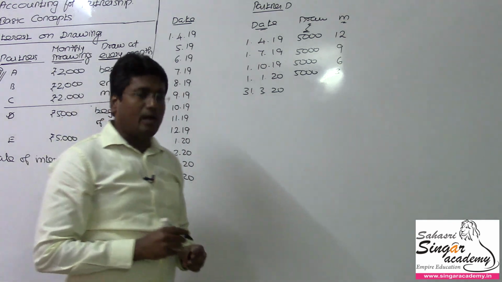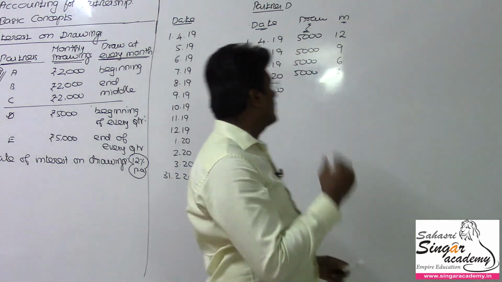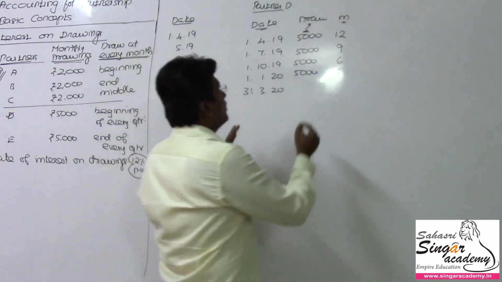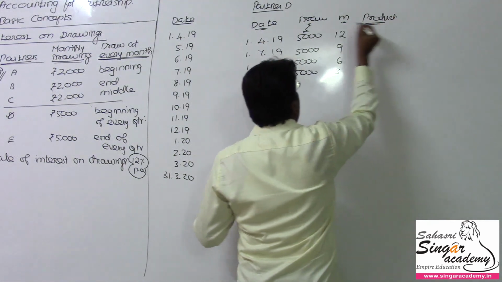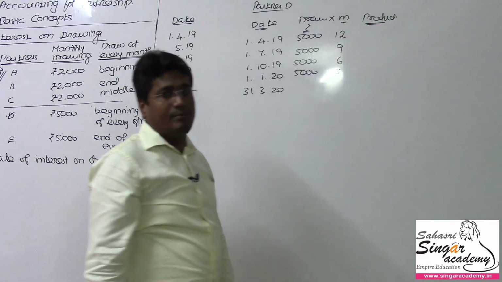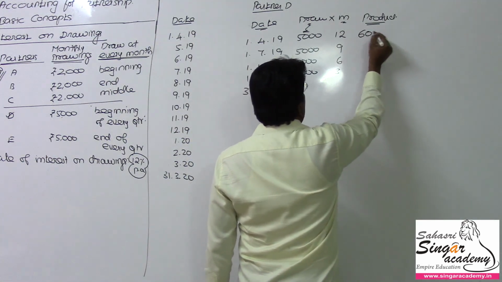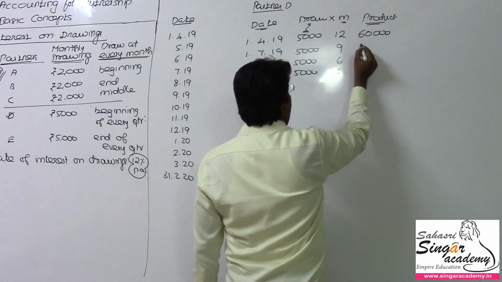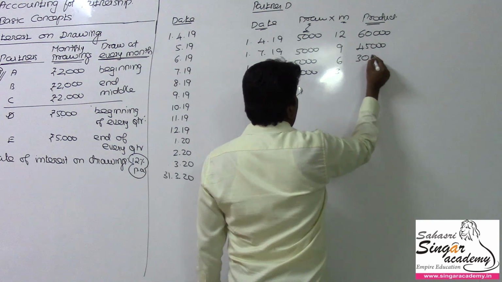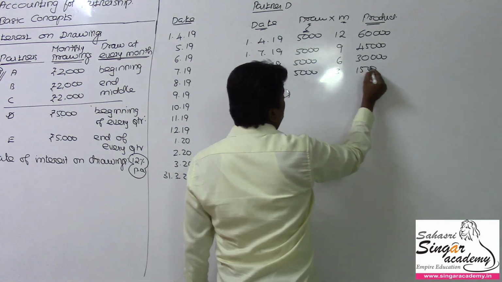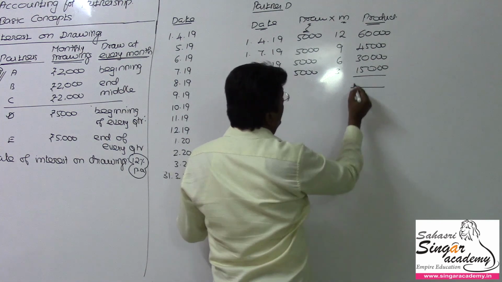I am going to follow the product method. Already I explained the product method in the case of interest on capital calculations; go and refer to that lecture. Now I am going to do the product here. Product is nothing but multiplication of drawings into the number of months it's meant for. 5,000 into 12, 60,000. 5,000 into 9, 45,000. 5,000 into 6, 30,000. 5,000 into 3, 15,000. Summation of product: 1,50,000.